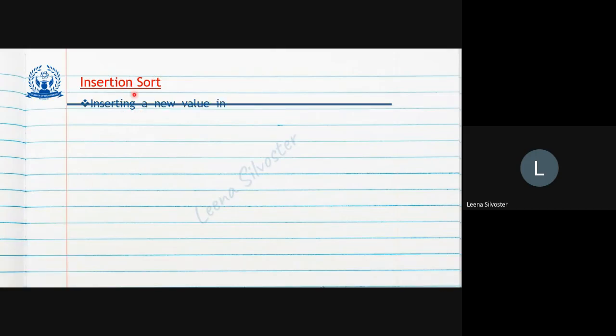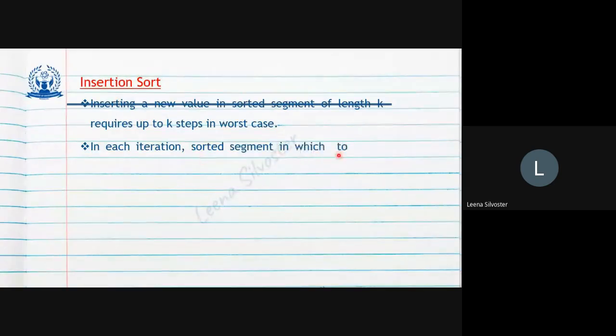In insertion sort, we insert a new value in the sorted segment of length k, which requires up to k steps in the worst case. In each iteration, the sorted segment in which to insert increases by 1. So T of n equals, in the first stage, we select the new value and it will be kept at the right position.